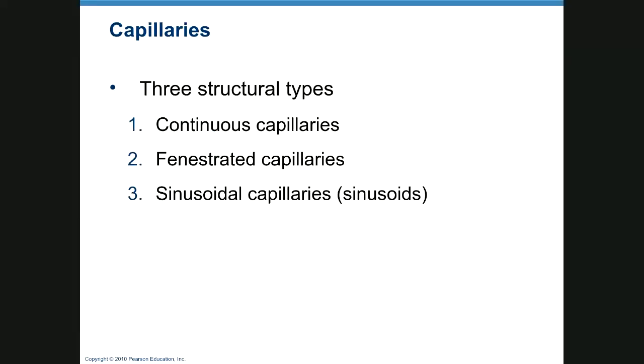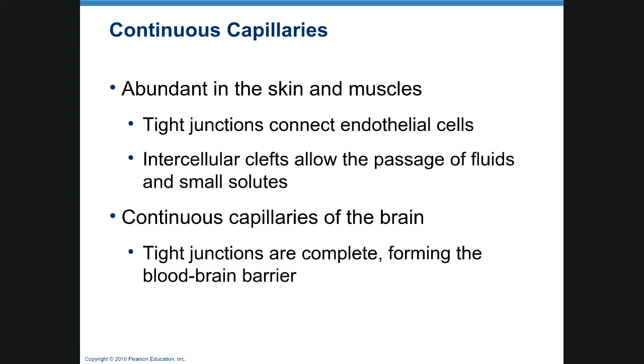Okay, capillaries come in three types: continuous, fenestrated, and sinusoidal capillaries. Continuous, these are very abundant in skin and muscles. They're non-leaky, tight junctions. They do have a few cells that let fluids and small solutes go through. Now you have very good tight junctions that form the blood-brain barrier.